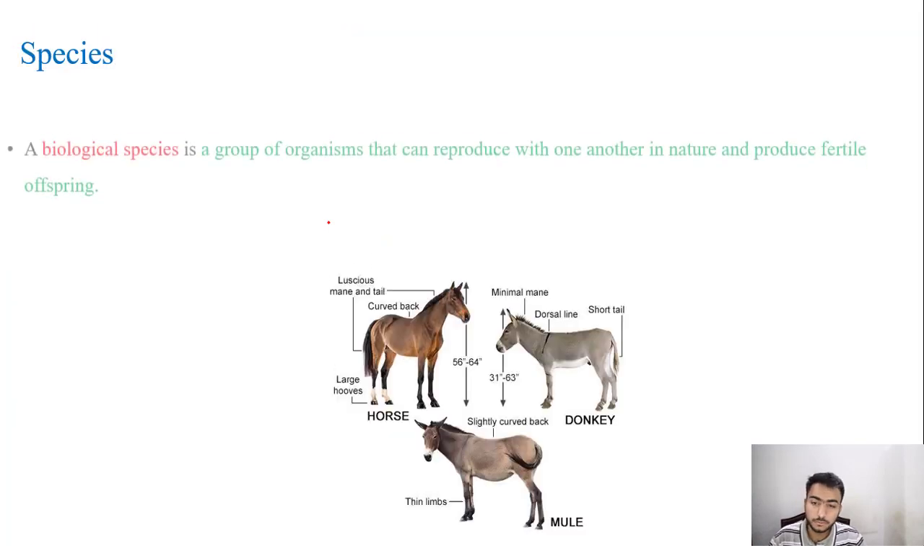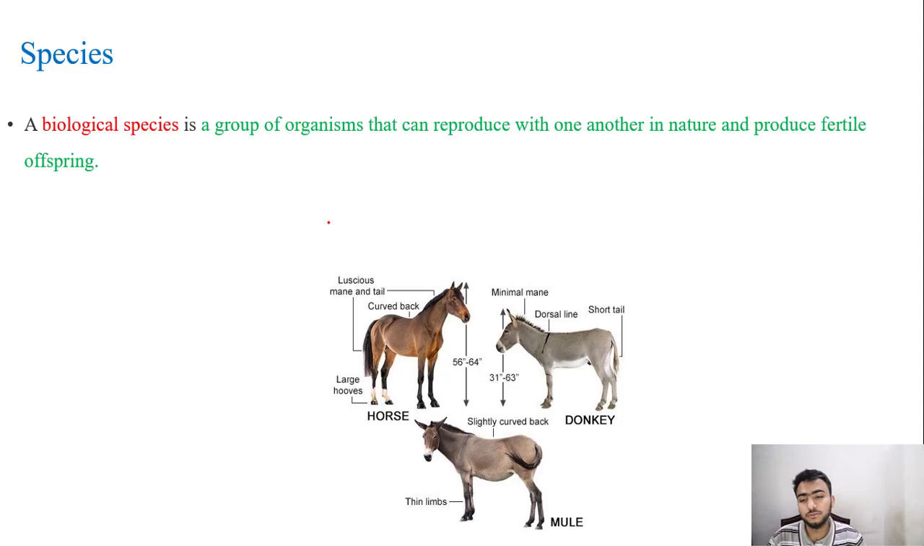So what is a species? We've been talking about this a lot now. A biological species is a group of organisms that can reproduce with one another in nature. It is important to understand that, and produce fertile offspring. So guys, it is absolutely important that you understand that.